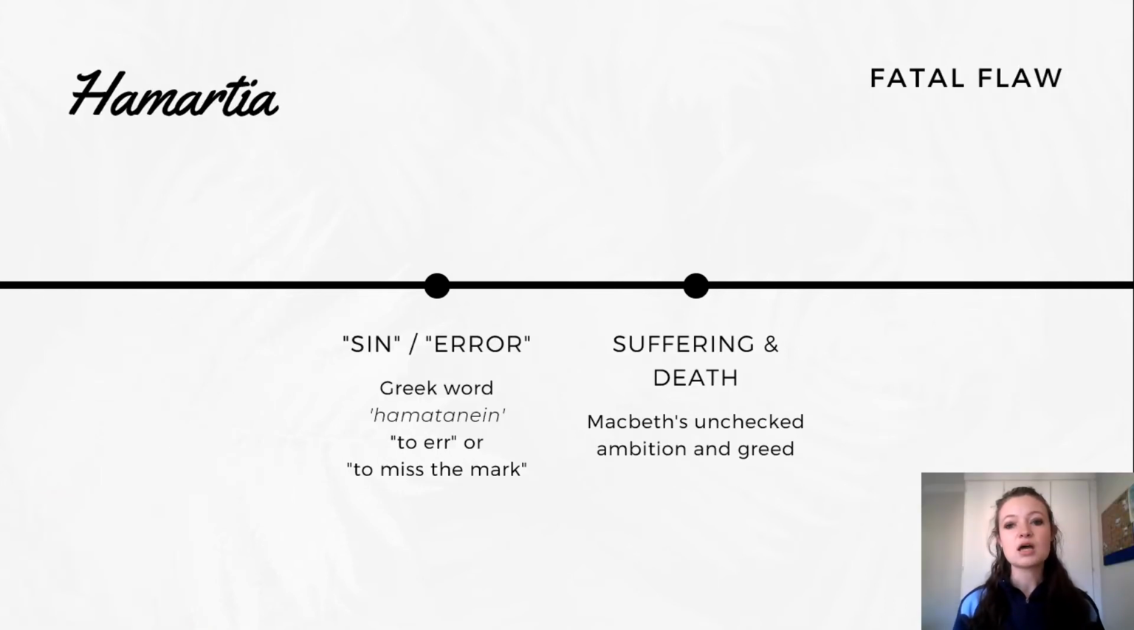The second element is Hamartia. This is a fatal flaw. It comes from the Greek word and it means to err, to miss the mark, sin or error. And the Hamartia brings about suffering and death. And so Macbeth's Hamartia, again, is his unchecked ambition and his greed.